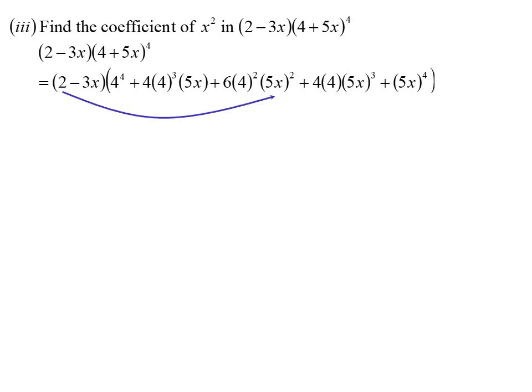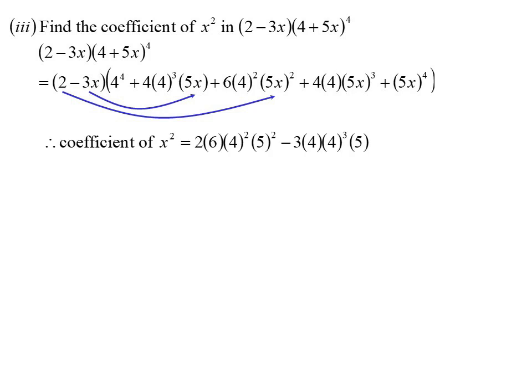So the 2 would be times this term here, 6 times 4 squared, 5x squared. And then the negative 3x would be times the one that has 5x in it. They're the only ones that will produce x squared. I don't need to expand the whole thing out. So when I work that out, make sure you read the question.